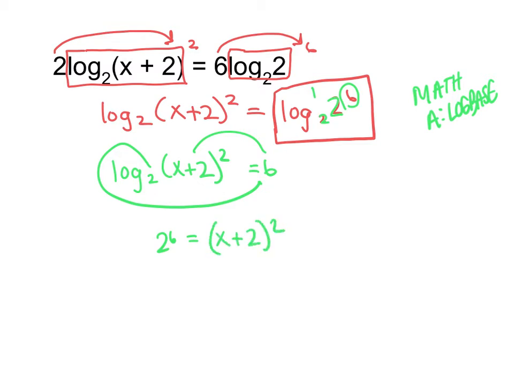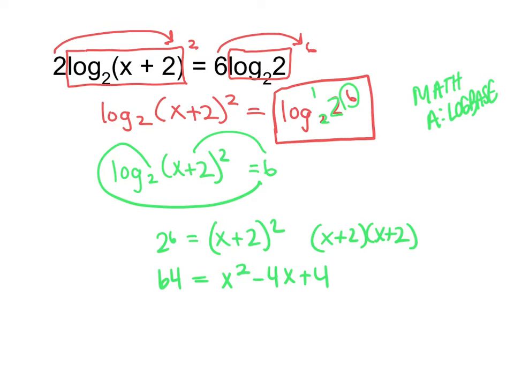And now we can evaluate this. 2 to the 6th power is equal to 64. And if I take this x plus 2 and multiply it by itself, x plus 2, and FOIL that, I'm going to do it rather quickly, but what I'm going to get is x squared minus 4x plus 4.